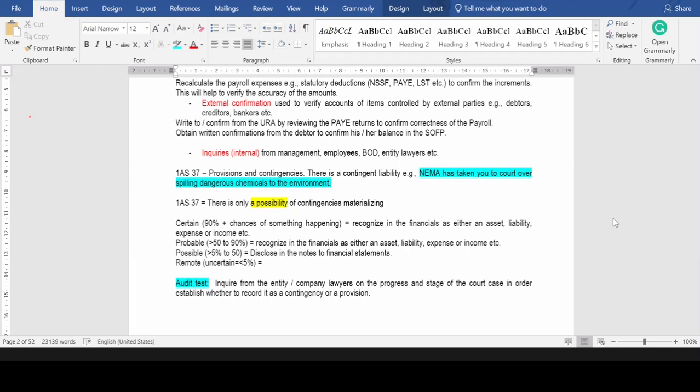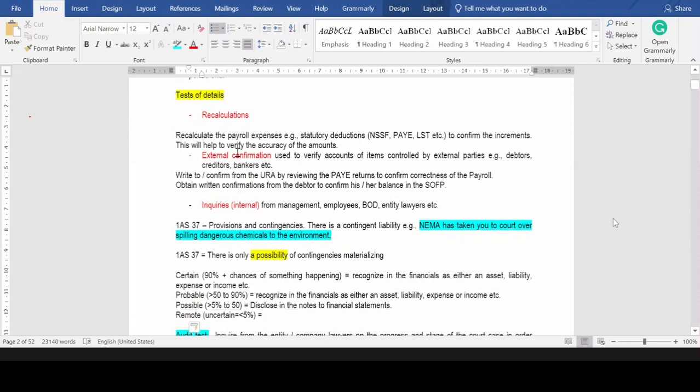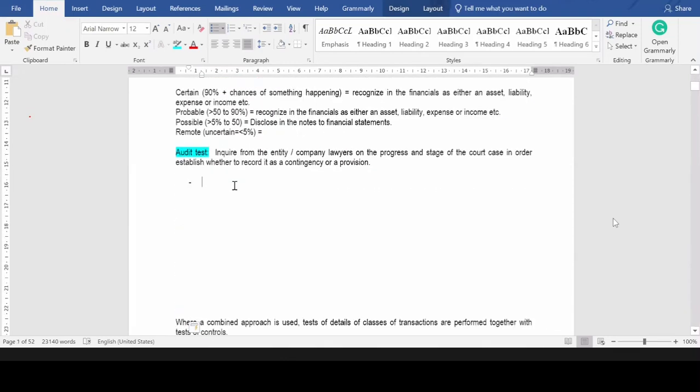Then the other test of details, we've so far looked at three: recalculations, external confirmations, inquiries. Then when you add the analyticals, they become four. The fifth one is inspections. We start with inspection of documents. Now for inspections, they involve agreeing documents.